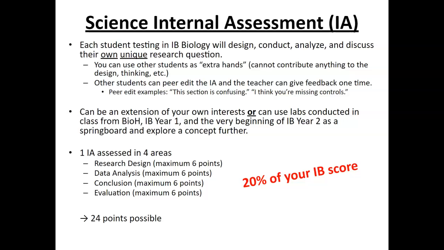The IA will be assessed in 4 areas: research design, data analysis, conclusion, and evaluation. Each of these are worth a maximum of 6 points for 24 points possible. This lab will be 20% of your overall IB score next year. The remaining 80% comes from the external assessments. Those are the paper tests that you sign up for and take in May of your senior year. And there are several paper tests in biology that contribute to that 80%. So again, those are the external assessments, but the lab itself is the internal assessment. In this set of notes, I will be going over the research design section.